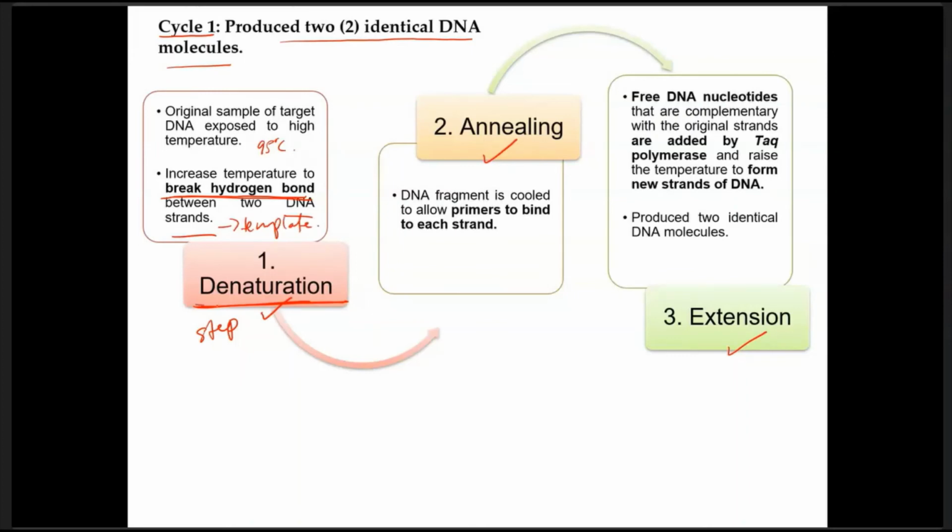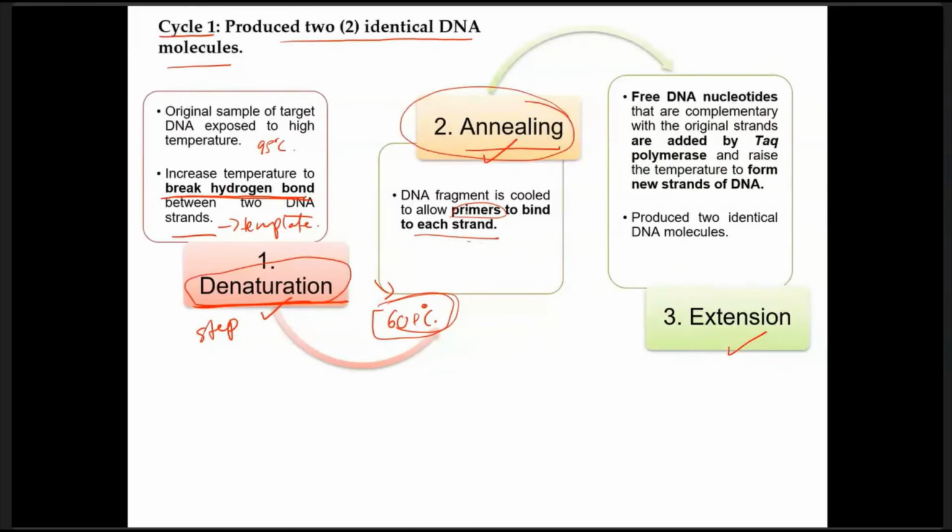So after denaturation is the second step, which is annealing. For annealing, you drop the temperature to maybe 60 plus degrees, so that it allows the primer to bind to the DNA template. The DNA fragment is cooled to allow primers to bind to the strand. So this step we call annealing.